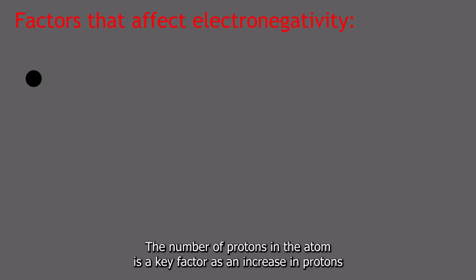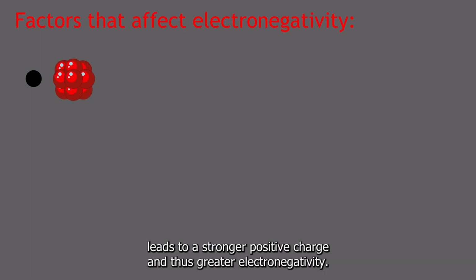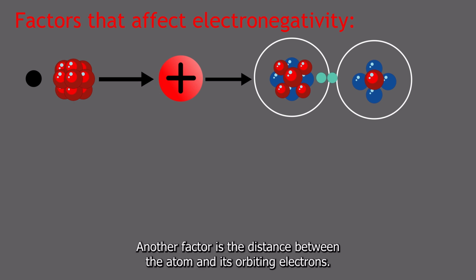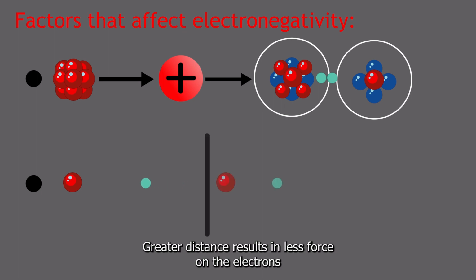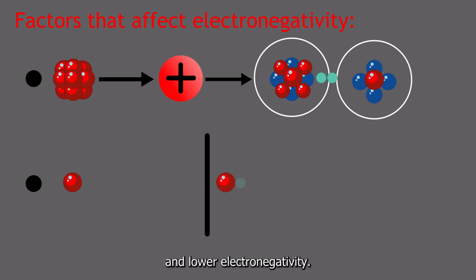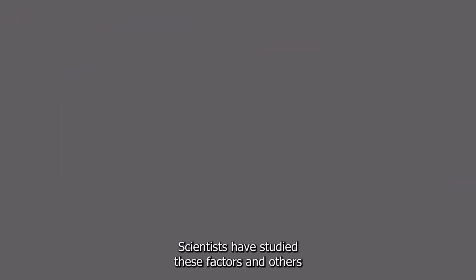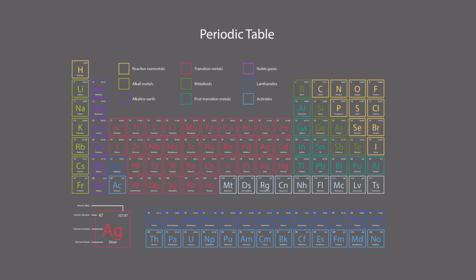The number of protons in the atom is a key factor, as an increase in protons leads to a stronger positive charge and thus greater electronegativity. Another factor is the distance between the atom and its orbiting electrons. Greater distance results in less force on the electrons and lower electronegativity. Scientists have studied these factors and others to establish a rule for the electronegativity of each atom.